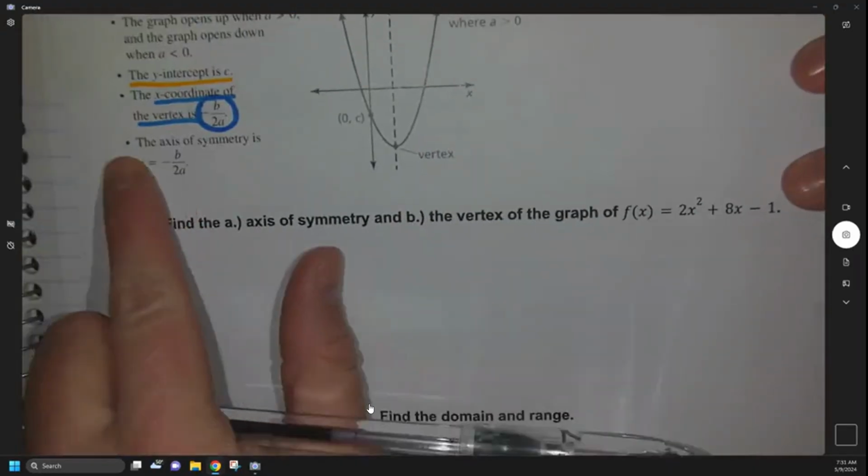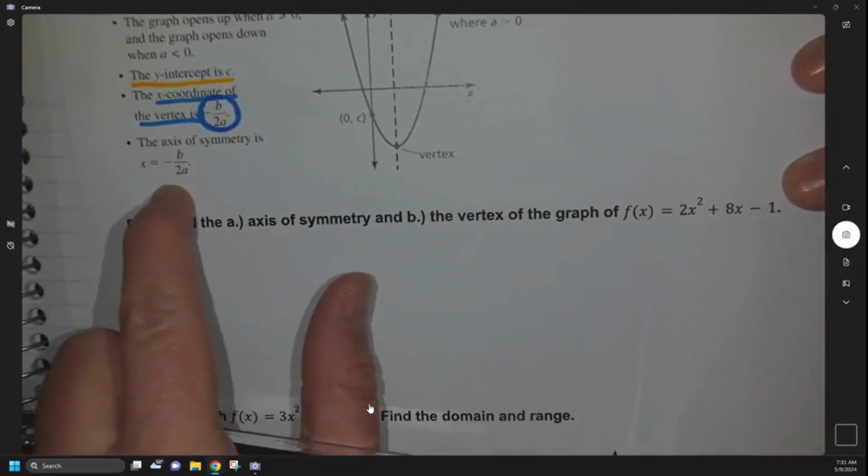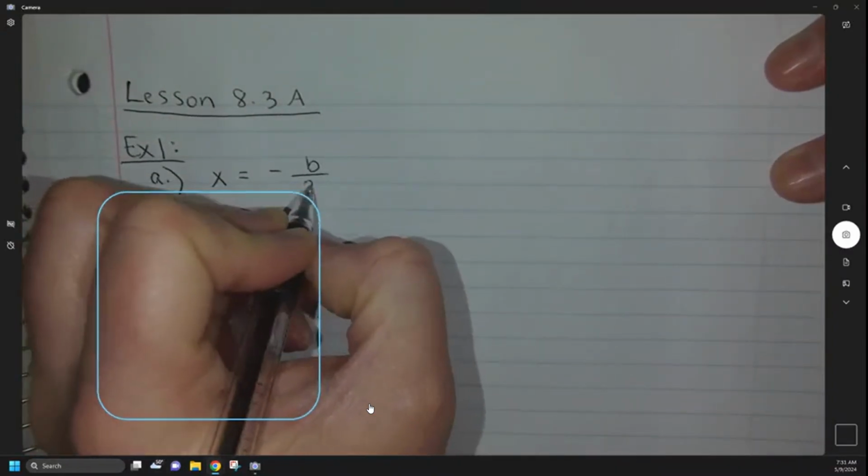we have our equation that's listed at the top, right? Because we're looking for the axis of symmetry, it tells us that we have this right here. This function will give us that axis of symmetry. So we have x equals negative b over 2a.